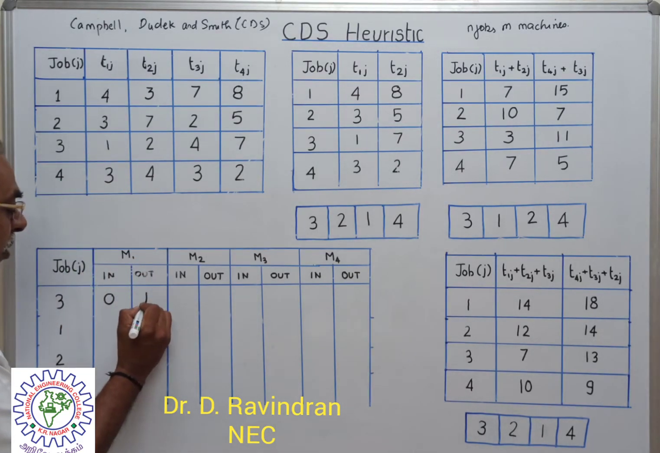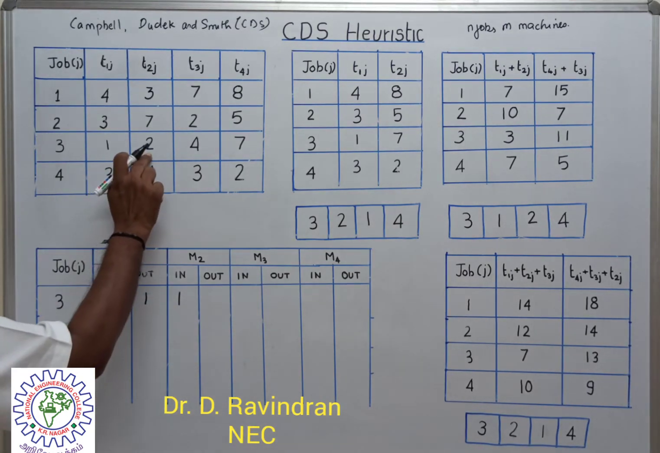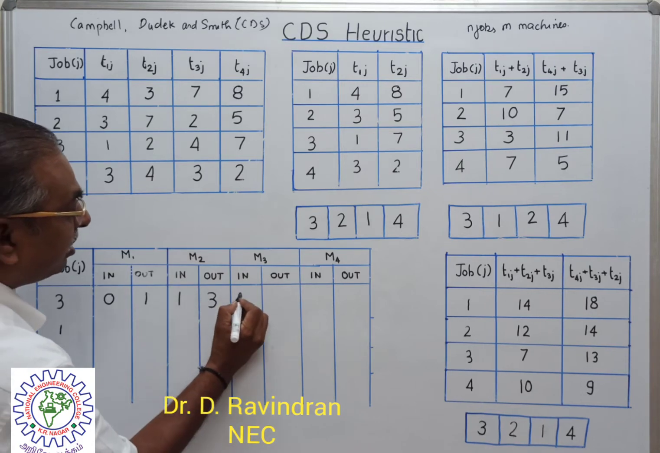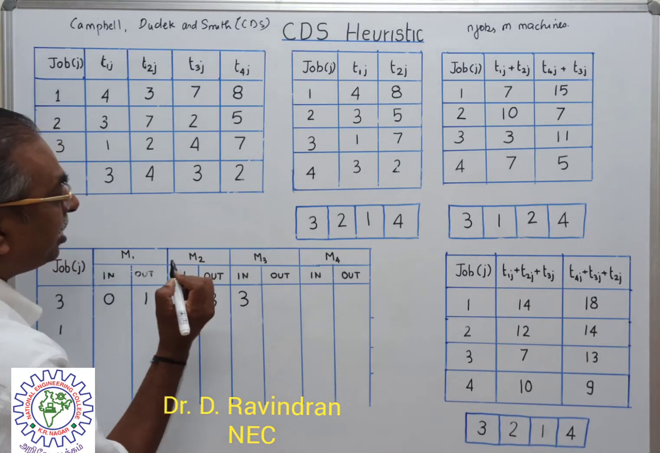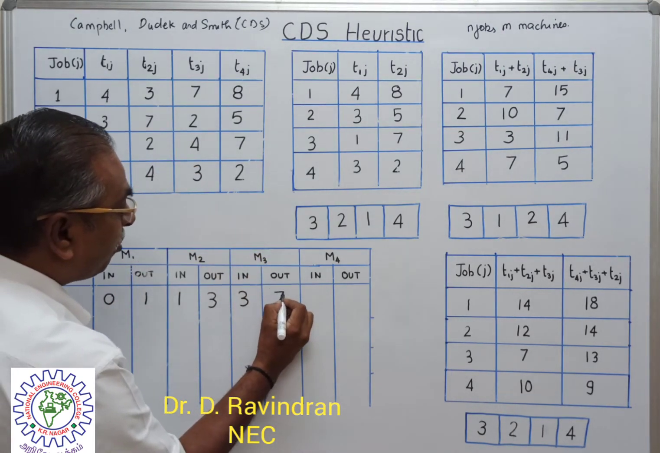So at 1 hour it will be coming out. At 1 hour it will enter into the machine M2. There it is getting processed for 2 hours. Then it becomes 1 plus 2 is 3. At 3 hours it is entering into the machine M3. There it is getting processed for 4 hours. So at 7 hours it will be coming out.